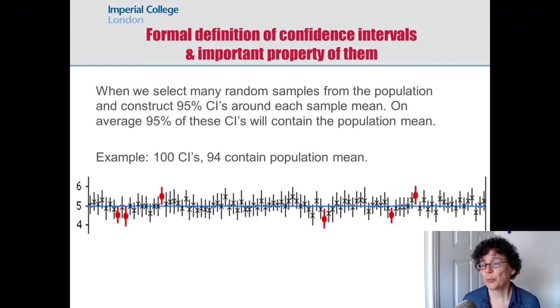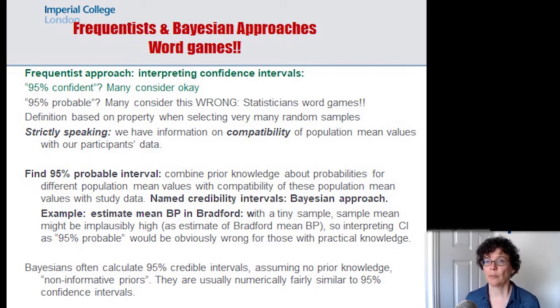This is a useful property of confidence intervals that everybody should know. And if you're doing an exam on statistics, you might need to quote a definition like this in order to get through your exam. Confidence intervals, talking about them, means that we're in the frequentist approach to statistics. There's an alternative Bayesian approach that I'm talking about now.